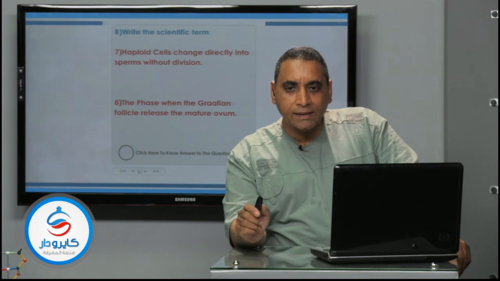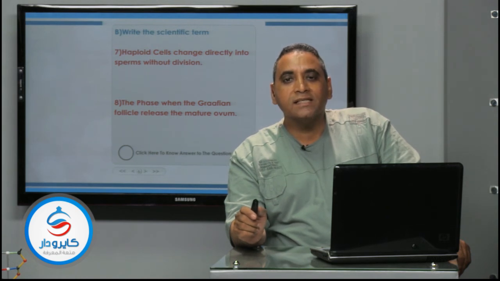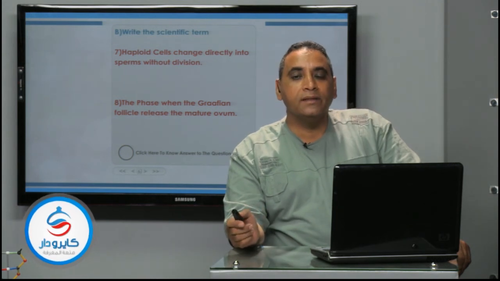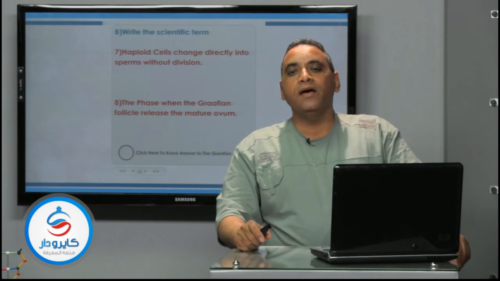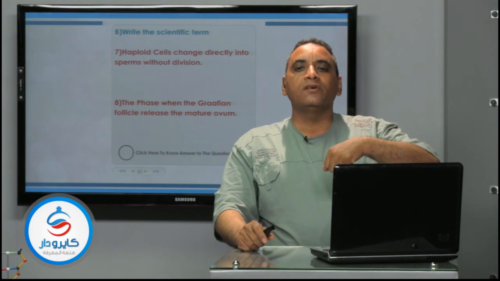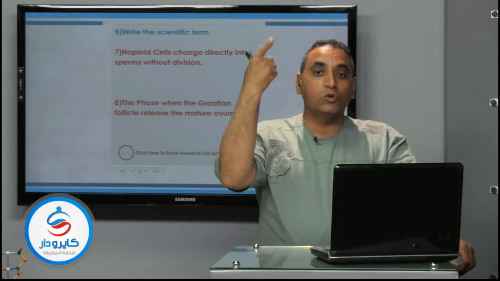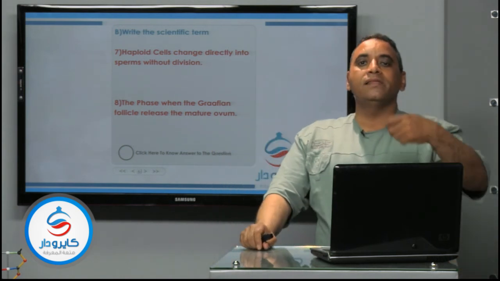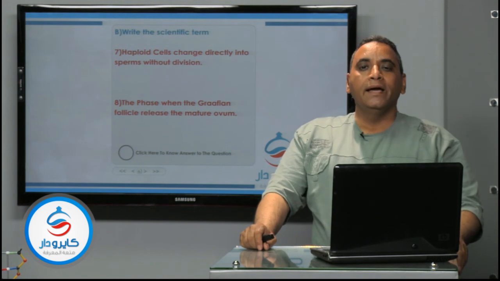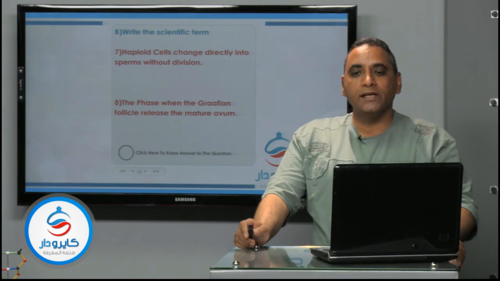But the next part is the phase when the Graafian follicle releases the mature ovum. So the stage is ovulation. That means the formation of the ovum, when the pituitary gland secretes the FSH hormone. The FSH hormone stimulates the ovary to form a Graafian follicle, and the Graafian follicle needs the presence of luteinizing hormone, which is secreted from the pituitary gland, to stimulate the Graafian follicle to release the mature ovum and change into the corpus luteum. This stage is called ovulation.